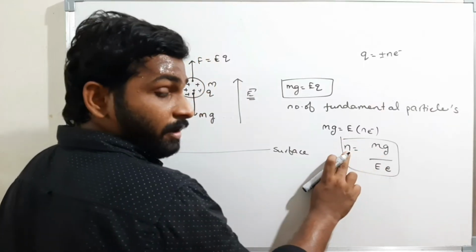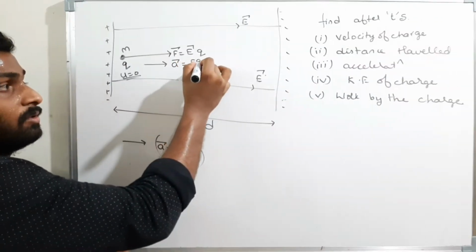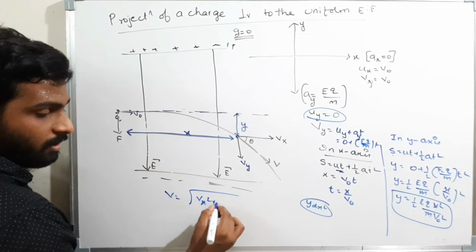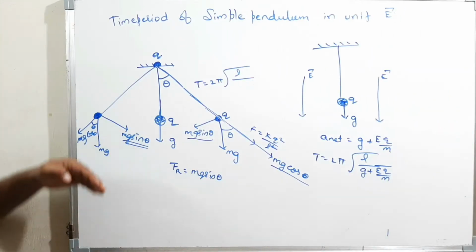where n is the number of fundamental particles which are in the charge q, that is E q by m. Vx square plus Vy restoring force. These only.